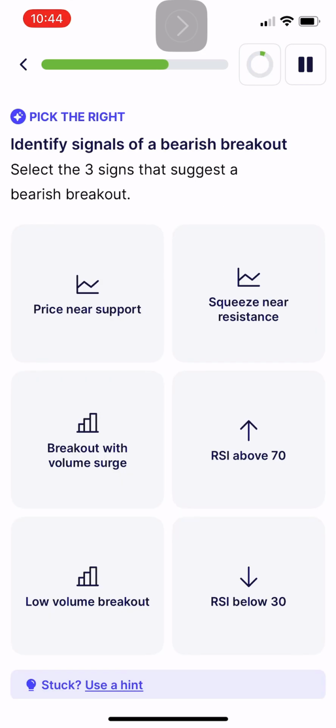Knowledge check. Identify signals of a bearish breakout. Select the 3 signs that suggest a bearish breakout.